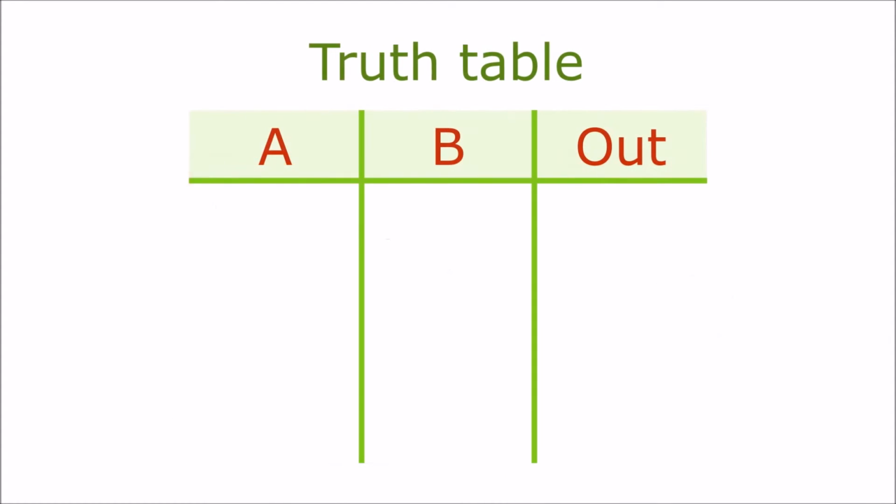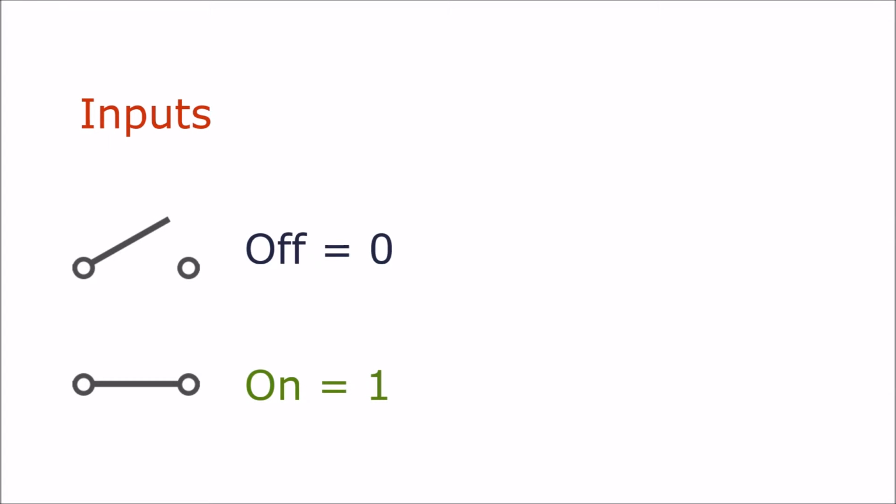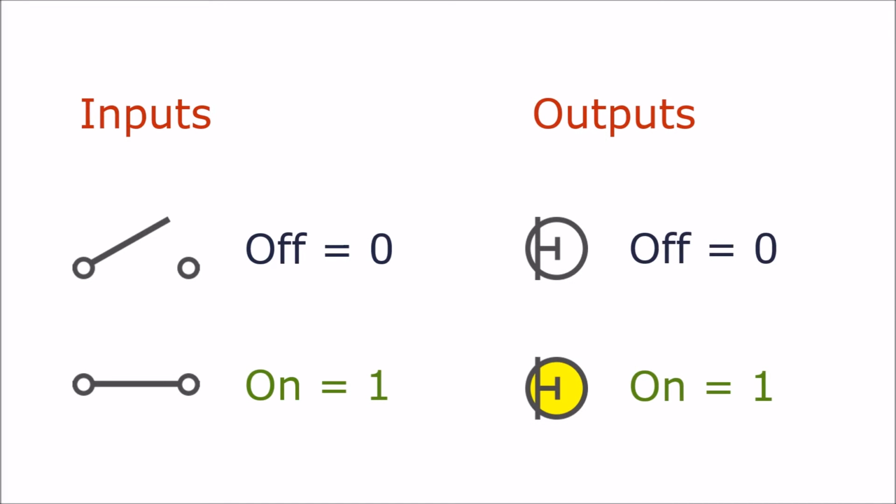We can use a truth table to record whether the light will be on or off depending on the positions of switches A and B. In the table we will use the number 0 to indicate that the switch is off and the number 1 to indicate that the switch is on. For the light we will do the same. 0 indicates the light is off, 1 indicates the light is on.